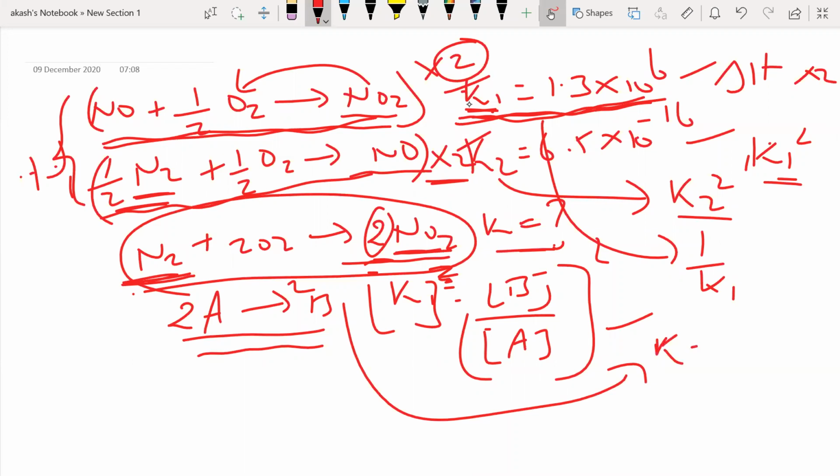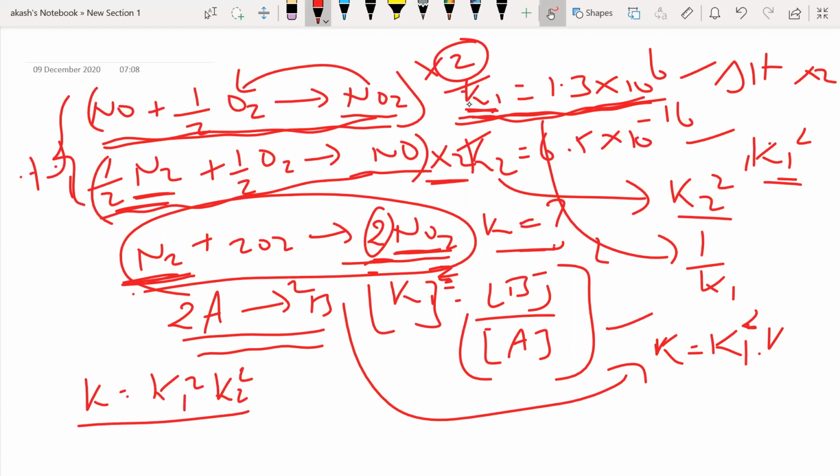K will be equal to K1 squared into K2 squared. That's the answer for this question.